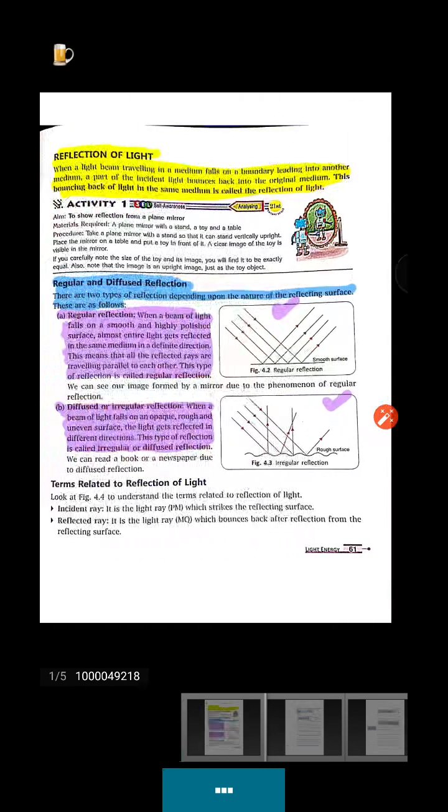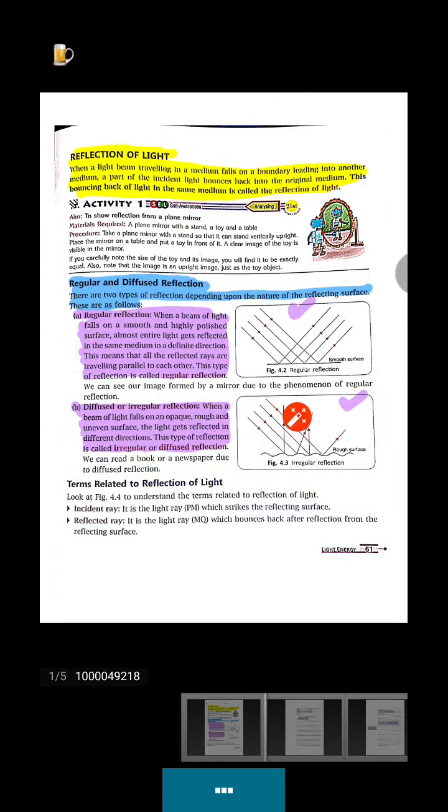Next we will be going to the subtopics, that is the regular reflection. Regular reflection is highlighted with purple here. Write only the highlighted purple part in the regular reflection para, and then this figure 4.2. Don't write it as figure 4.2, write it as figure 1.